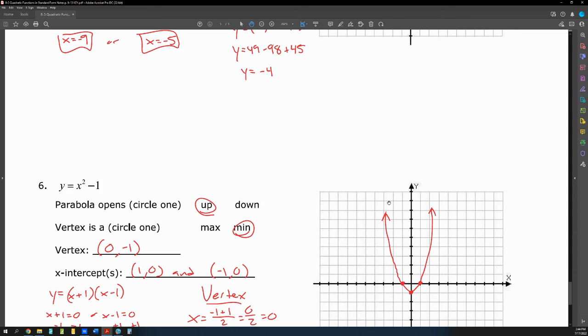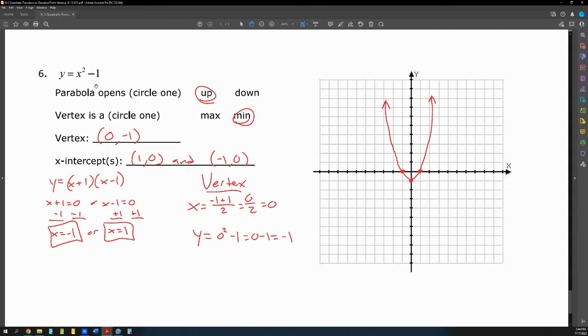And finally, for number 6, you might notice that this is a difference of squares, so this must factor 2x plus 1 and x minus 1, where the square root of 1 is 1. So we get the x-intercepts of 1 and negative 1. Finding the average, the x-coordinate of your vertex is 0, and then your y-coordinate, from plugging in 0 for x, we get y is equal to negative 1. And you have this graph here.